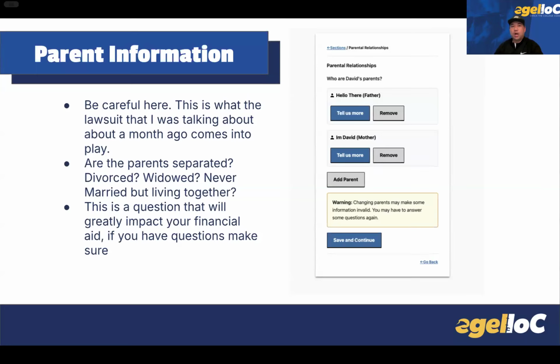Now, the whole problem came about because whether the parents in a family were divorced or separated, or one parent wasn't in the picture, they would ask for both parents' information and both parents' financial information.